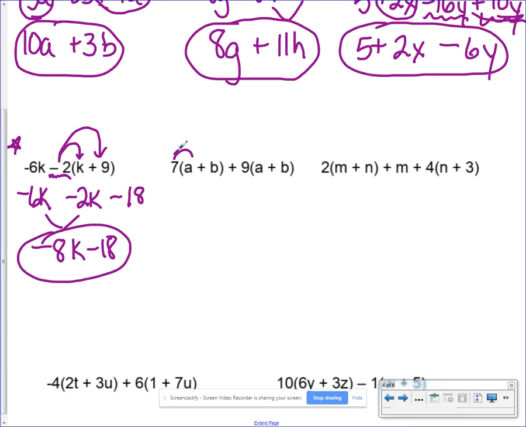Ooh, look at all this distribution. 7a, 7b. A positive 9 gives me a plus 9a, positive 9, a plus 9b.